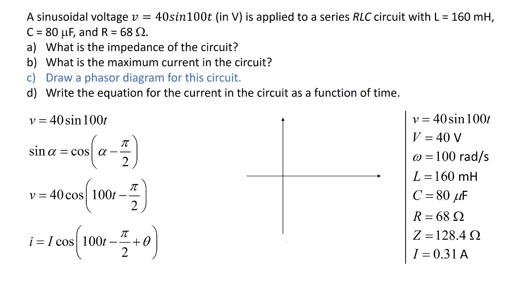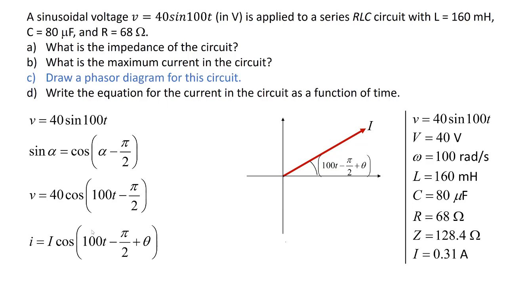We start with the two axes, horizontal and vertical. And because this is a series RLC circuit, the current is the same through all the elements, and therefore the current through the circuit is our reference phasor. The phasor for the current is represented by this red arrow, and based on this equation that we have here, this phasor will make an angle 100t minus pi over 2 plus theta with the horizontal axis.